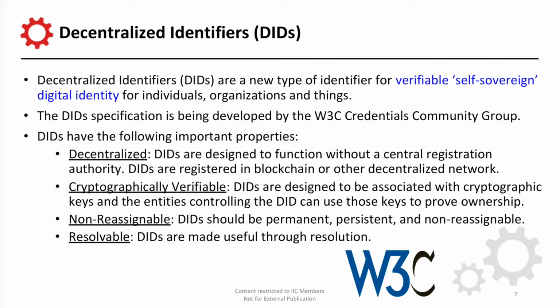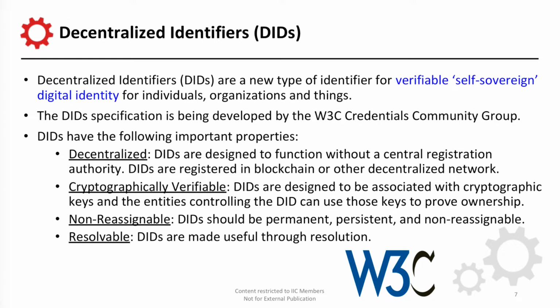DIDs have the following important properties. First one is decentralized, which means there's no central registration to give these identities. These DIDs will be registered in a blockchain or other decentralized networks. It's agnostic to decentralized technology. You can either use blockchain or, for your situation, maybe a decentralized database, whatever decentralized network you want to use.